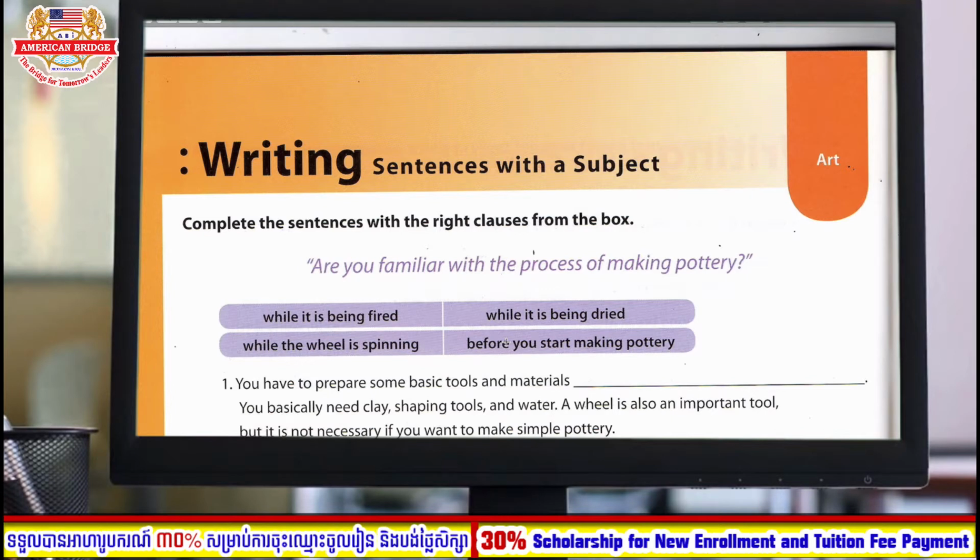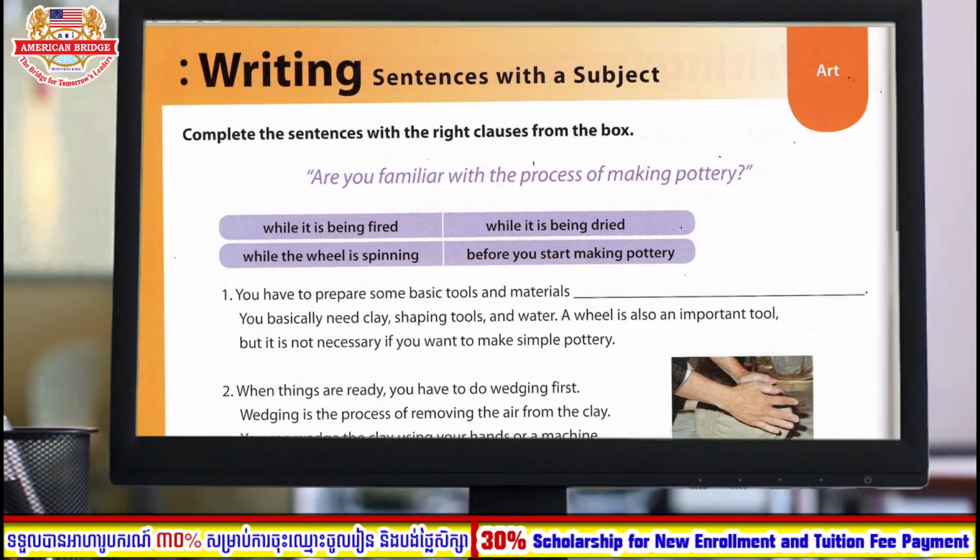Even if we are studying the grammar point, we also need to understand why we study all those grammar points, because you will need that grammar information in order to apply it to this type of lesson. In this video, we talk about art, alright? So the art of making pottery, where you will need to use these clauses from the boxes in order to complete the information in the reading passage here. Okay, so let's start the reading here. Are you familiar with the process of making pottery? So we talk about pottery here.